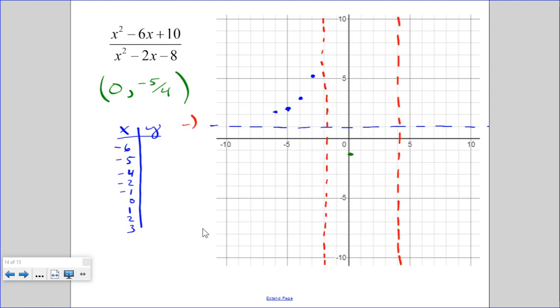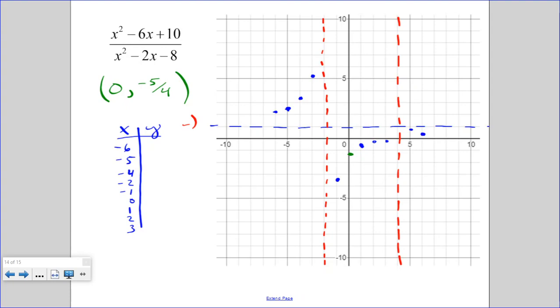Now, there's not going to be anything for negative 2 because of the asymptote, but at negative 1, I'll have negative 1, 2, 3.4. I already know 0. At 1, I'm at negative 5/9. You just kind of go along this way. At 2, you're at negative 1/4. At 3, you're at negative a fifth. At 5, you're at about 0.71. And at 6, you're at 0.625.